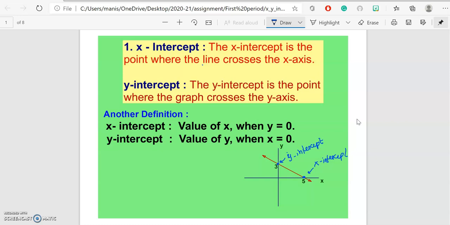Another definition of x-intercept and y-intercept is: x-intercept is the value of x when y is equal to 0. If you pay attention over here, at this point, since this is on the x-axis, the value of y is 0. So the point I will look at over here is 5, 0. But at this point, this is the y-axis, not the x-axis. So at this place, the value of x is 0 and the value of y is 3.